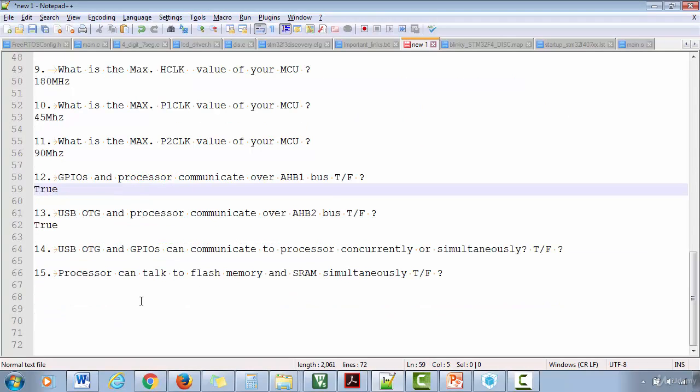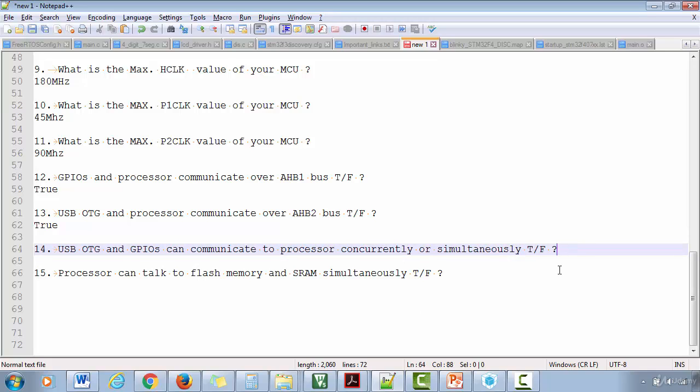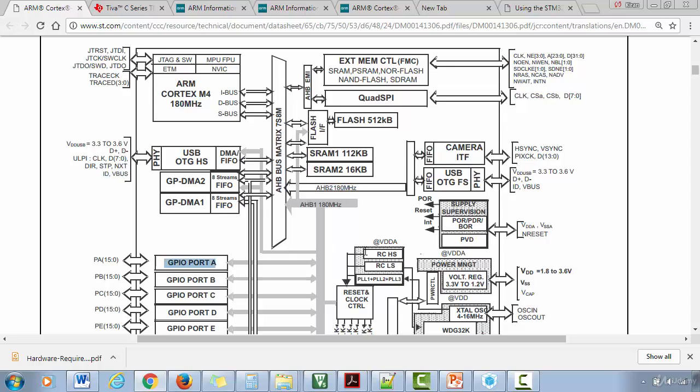Now the next question: USB OTG and GPIOs can communicate with the processor concurrently or simultaneously. Is it true or false? Very interesting question. My answer would be false, because it has to be serialized. This one and this one, even though they are connected to different AHB buses, the moment they want to talk to the system bus, the bus matrix will serialize the access. It's not possible to communicate simultaneously.